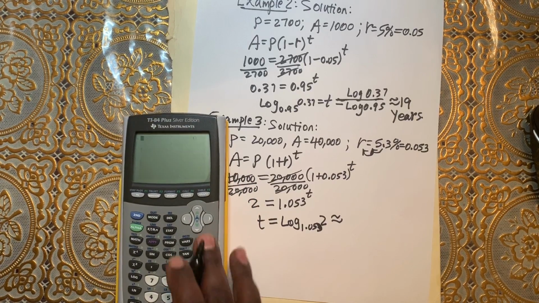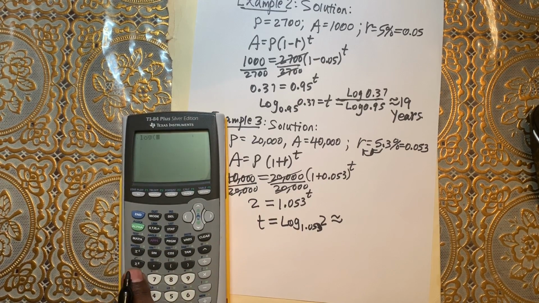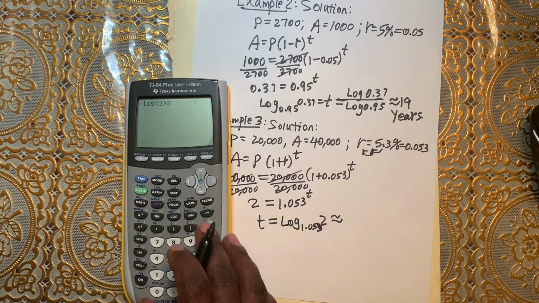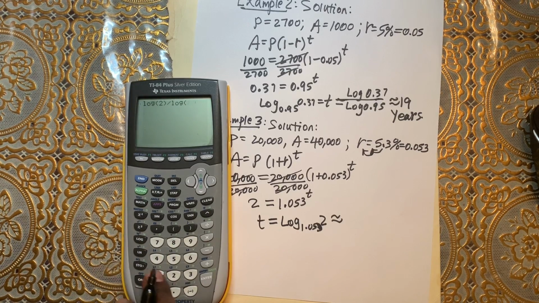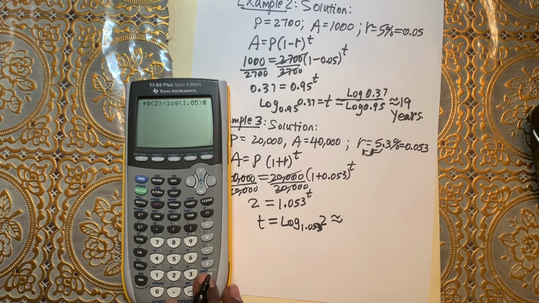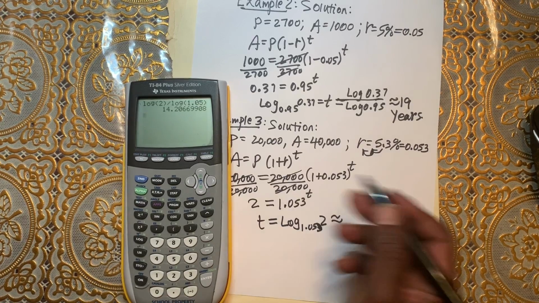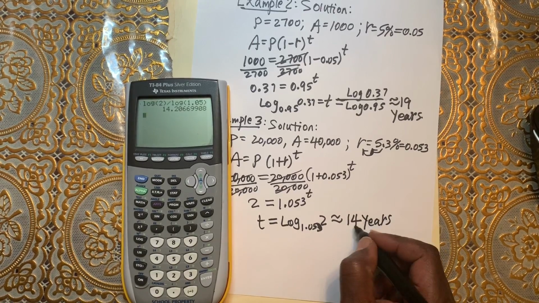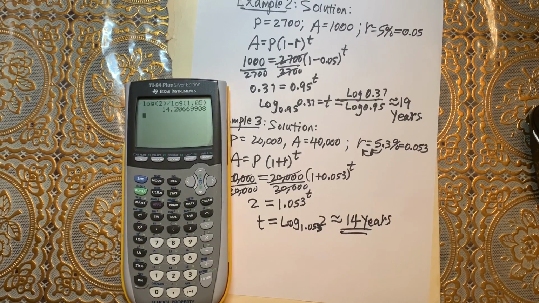Okay, so if I put log of 2 divided by log of 1.05, that is the change of base property we have seen last week. This will give me approximately 14 years. 14.2, so I can take it as approximately 14 years that it takes.